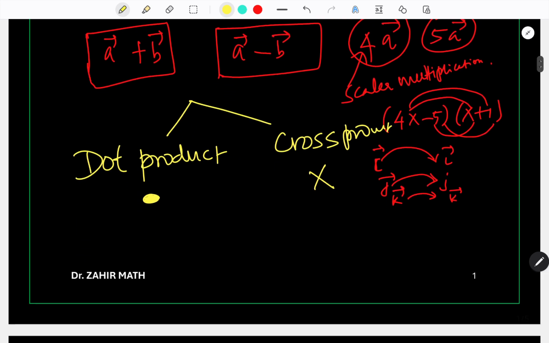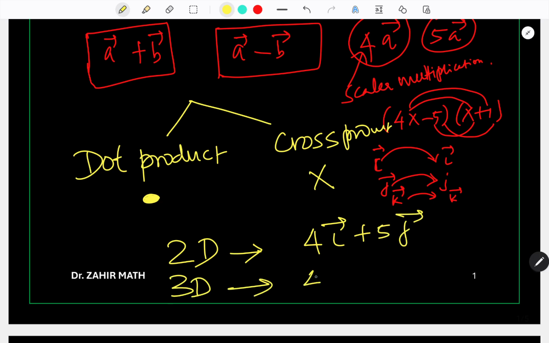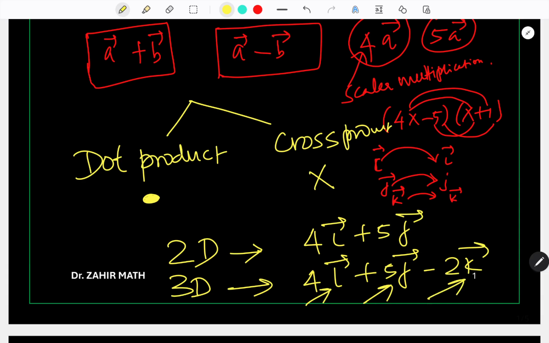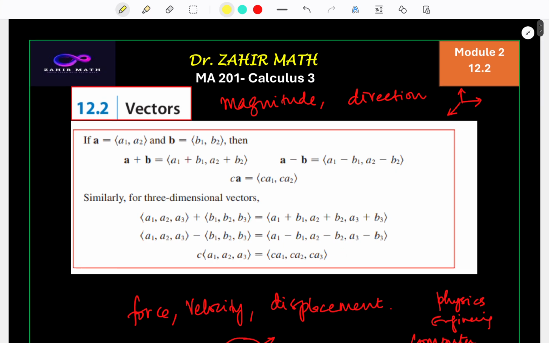Suppose the vector is 2 dimension, 2D means you write it in the form something like 4i plus 5j. Suppose the vector is 3 dimension, we write something like 4i plus 5j minus 2k. So one in the x direction, one in the y direction, another one in the z direction. In this way we are going to study some vector ideas. Let's get started.